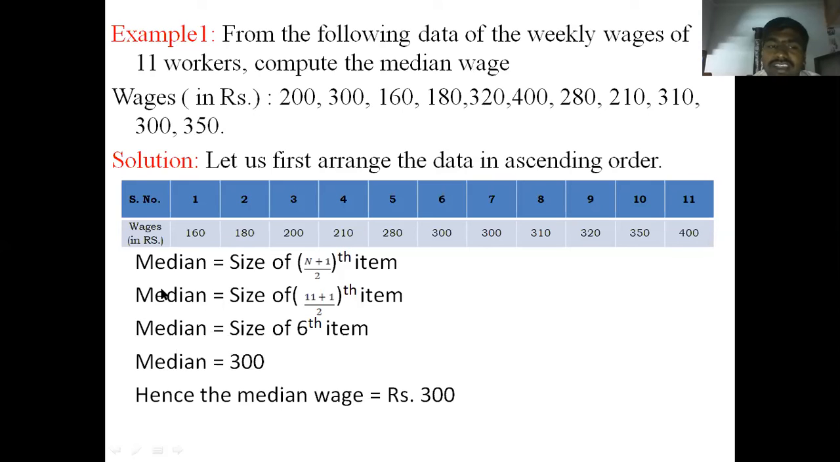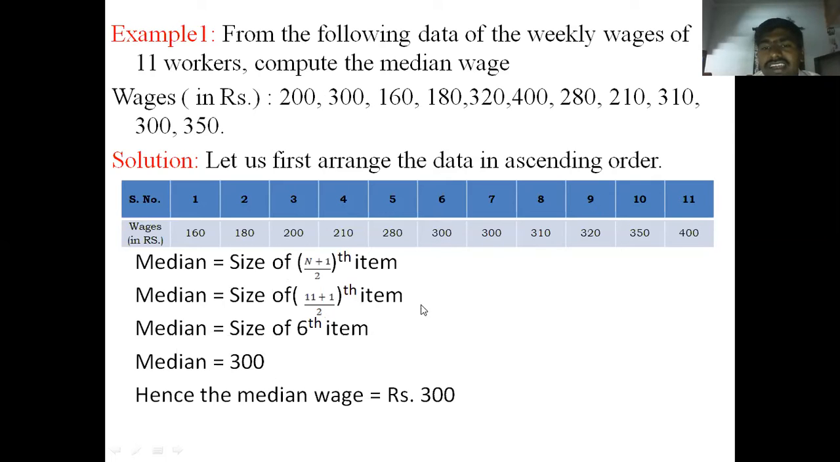After that, I use the formula: median is equal to size of (n plus 1) by 2 th item. n means 11. 11 plus 1 by 2 th item. 11 plus 1 becomes 12 by 2, which is the 6th item. Now see, the 6th item is how much here? 300. That 300 is the median.